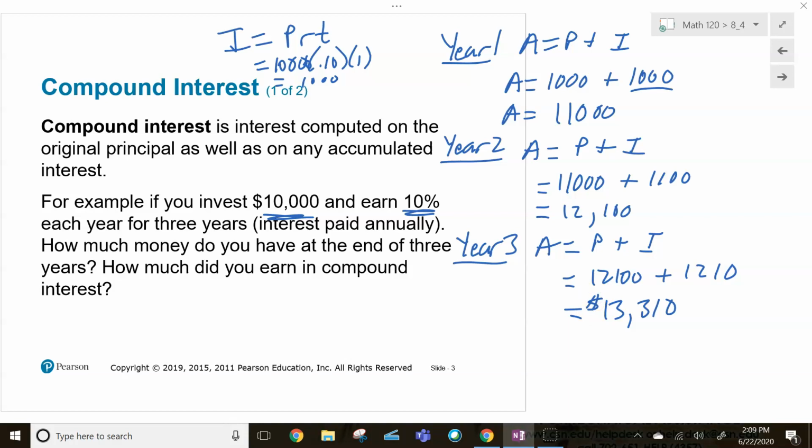You're leaving your money in to accumulate interest on your principal as well as on any interest. This is called compound interest, right? So you end up with $13,310 when you only invested originally $10,000, right? So you made $3,310 all in compound interest, right?